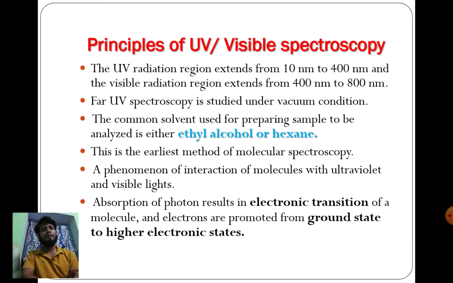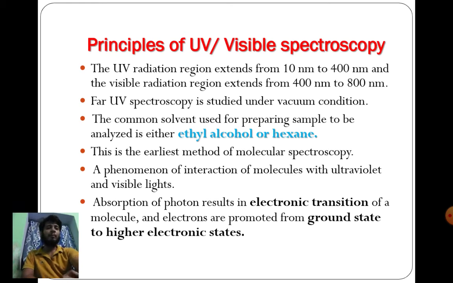It is a very simple general principle. UV radiation extends from 10 nanometer to 400 nanometer, and the visible radiation region extends from 400 nanometer to 800 nanometer. A certain amount of UV and visible wavelength will be absorbed, the molecule gets excited, and then a graph is plotted between the absorption and the frequency or wavelength, and here we can calculate the unknown concentration of the sample.